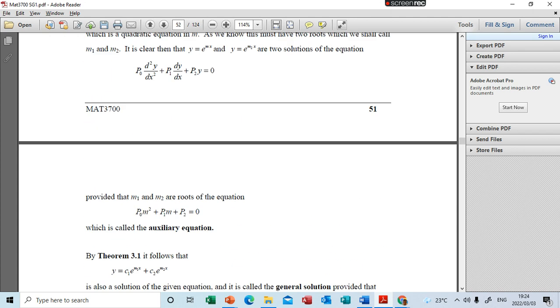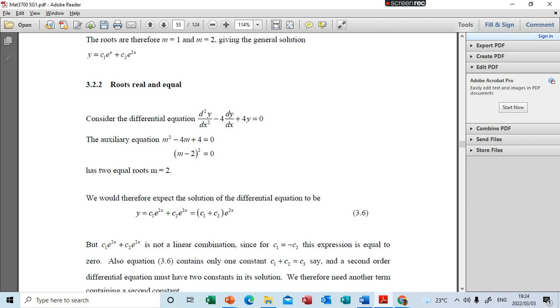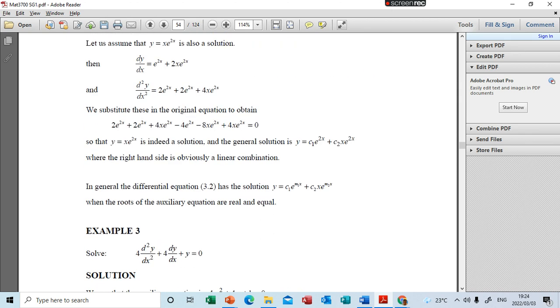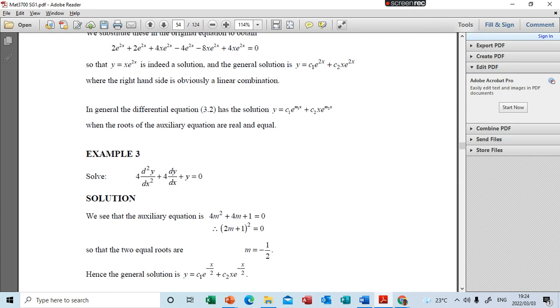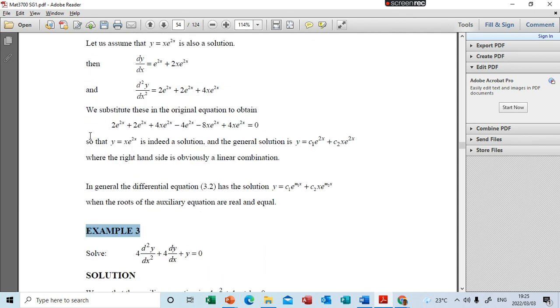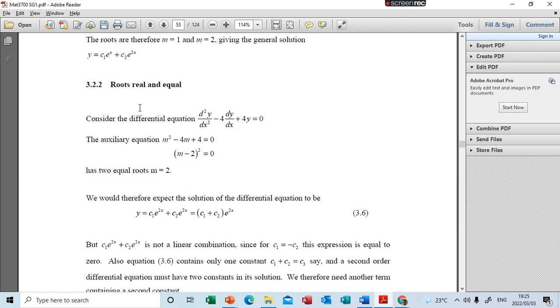So now the next one is where you have got equal roots, so when you've got the same factors. I will do 2 examples for each so that you get used to these things. So this one is when you have got the same factors. You'll get the same factors for this one, and that's what I'm going to show you.